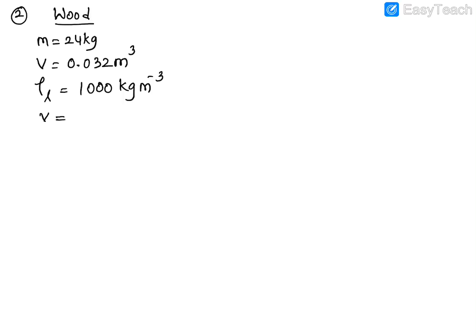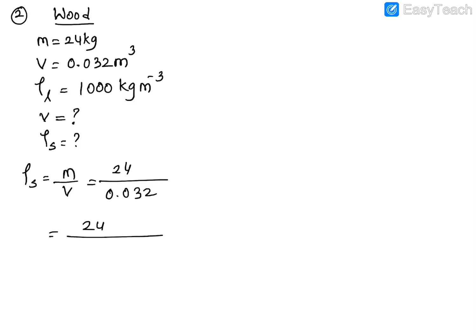So small v is the question mark, and what is the density of the solid, that is the wood? So we'll solve first for the density of solid, that is mass upon volume. Mass is 24, volume is 0.032. So that's 24 into 1000 upon 32. 8 3s are 24, 8 4s are 32, 1000 by 4 is 250, so 3 times 250 will be how much? 750. It will be 750 kg per meter cube.